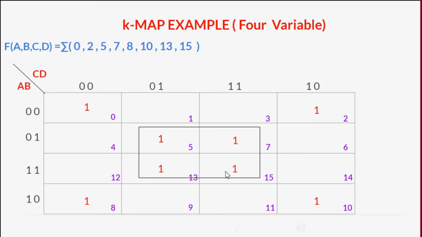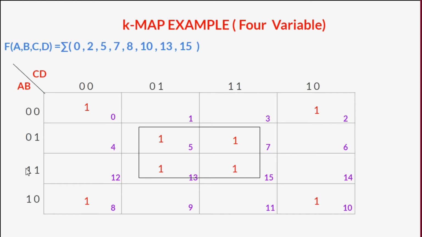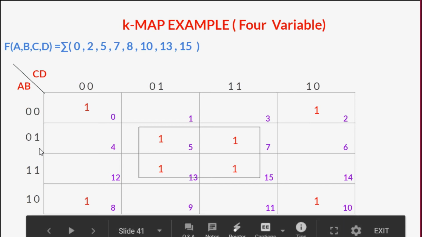The next work is, in this block we need to look at the variable which provides a constant input to all the cells. Here A is changing. For cells 5 and 7, the A input is 0, but for cells 13 and 15, the A input is 1. So A is changing, I cannot take that. Now B: for cells 5 and 7, the B input is 1, and for cells 13 and 15, the B input is again 1.